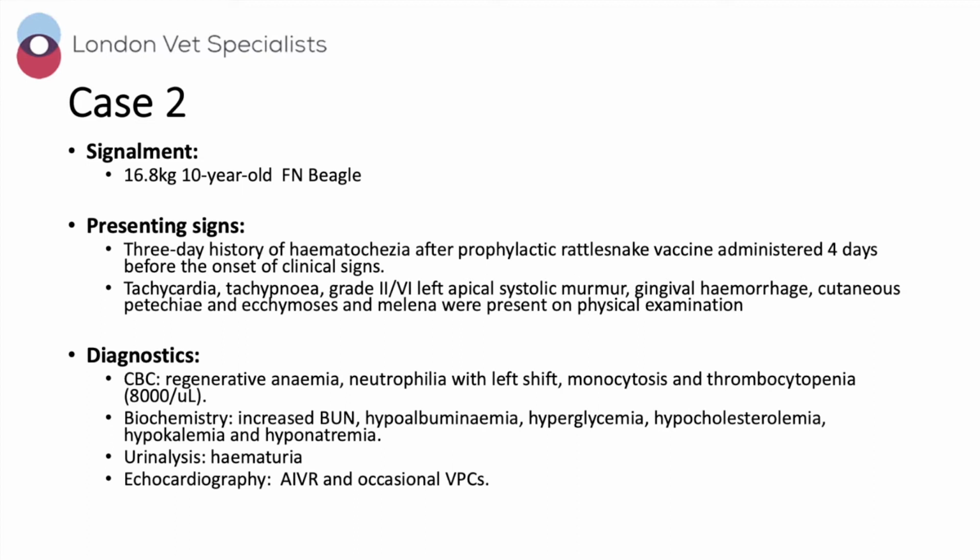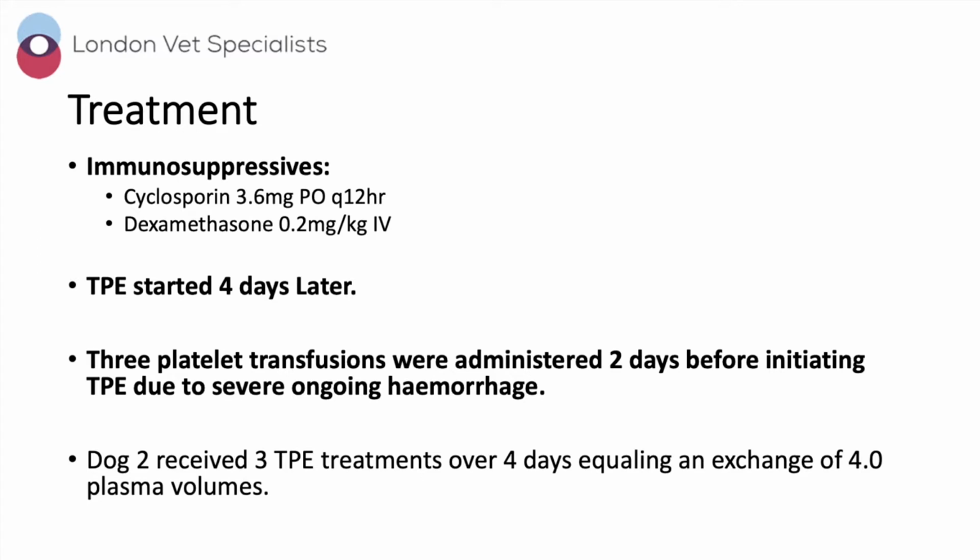So diagnostics showed fairly similar changes to case 1, apart from an added hypoalbuminemia and hypocholesterolemia. And echocardiography did show some changes, so showed AIVR and occasional VPCs as well. And this dog presented to the university pretty soon after presentation at its referring vet service.